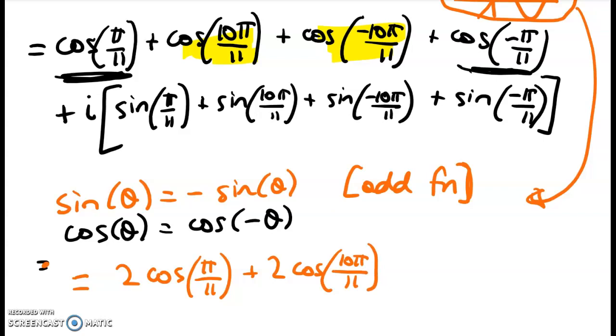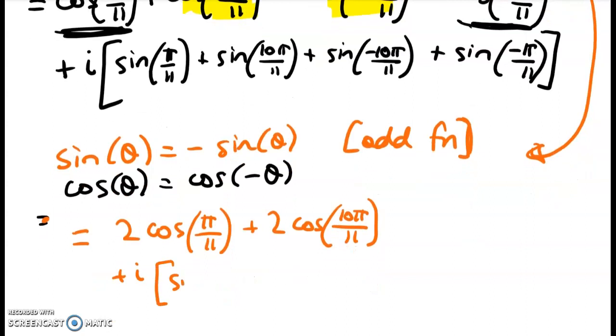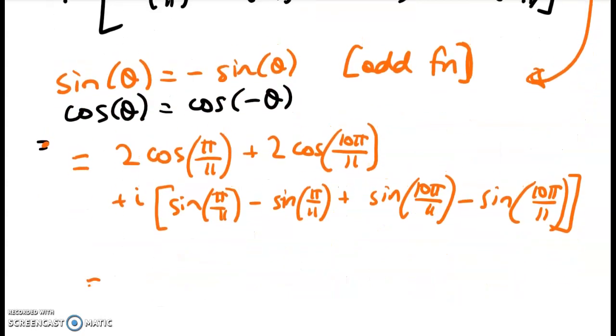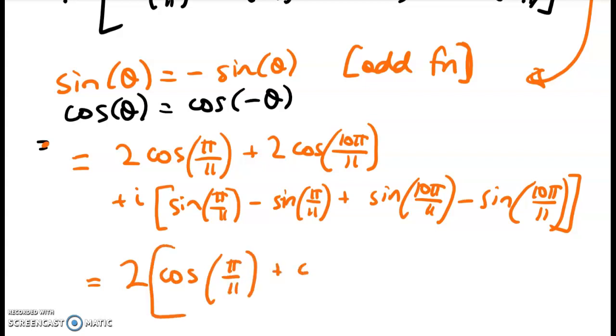So here we've got 2 cos of pi on 11 plus 2 cos of 10 pi on 11. Not that great yet, but when we get to the i part, the imaginary part, we've got sine of pi on 11 minus sine of pi on 11 plus this minus sine of 10 pi on 11, and that all equals 0. So what I'm left with is 2 times cos of pi on 11 plus cos of 10 pi on 11.